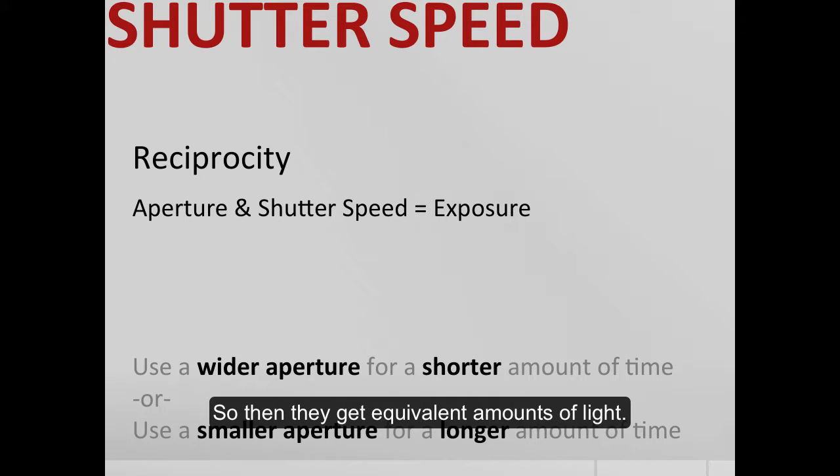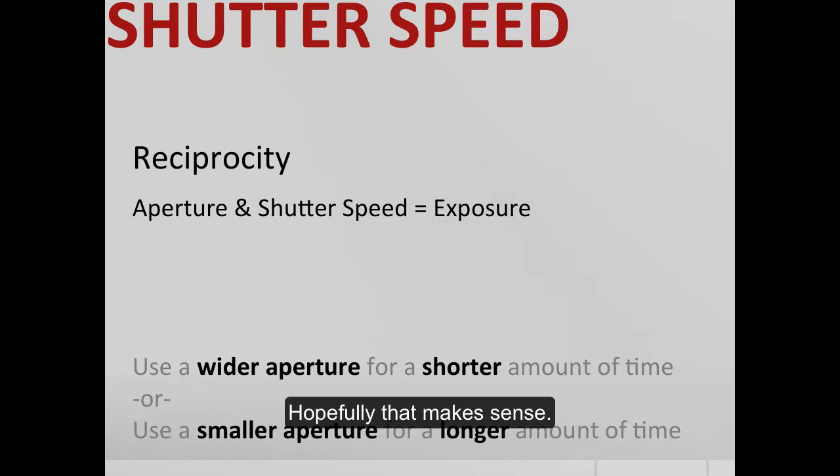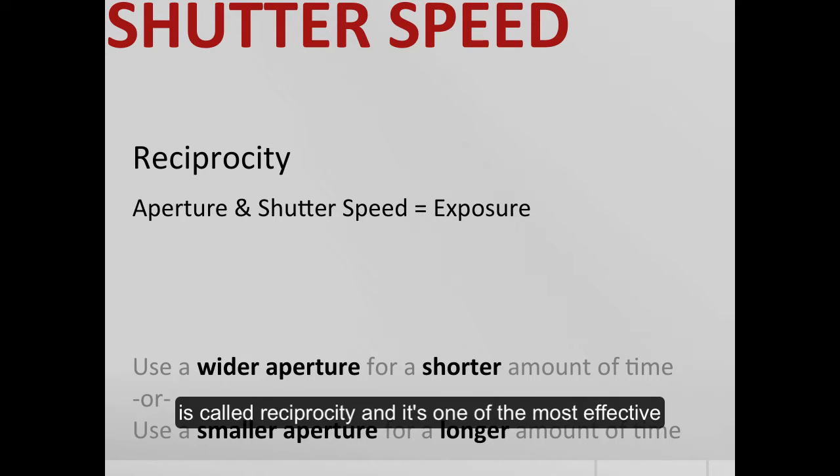So then they get equivalent amounts of light. If you have a larger hole, obviously more light's coming through, so you have to have it there for a shorter amount of time. If you have a smaller hole, less light's coming through, so you have to have that open for a longer amount of time. Hopefully that makes sense. So it's a give and take nature, the aperture and the shutter speed. And that relationship, as I mentioned, is called reciprocity. And it's one of the most effective exposure tools available to photographers.